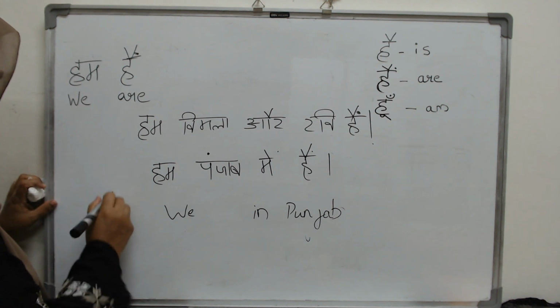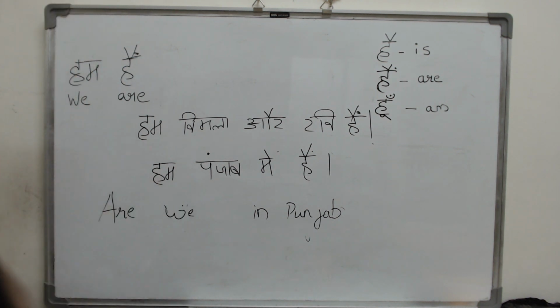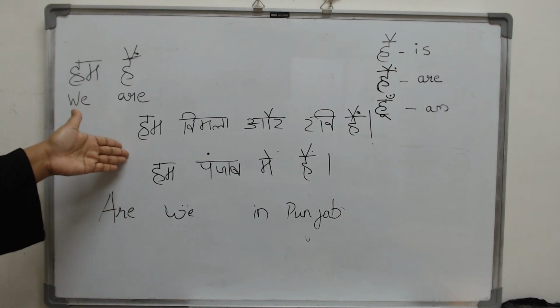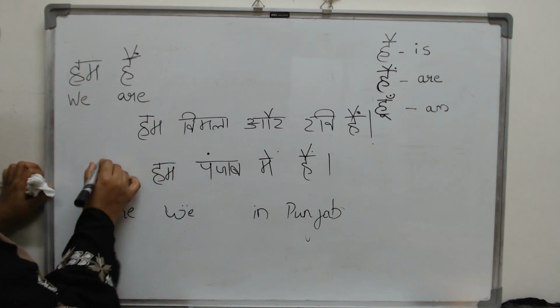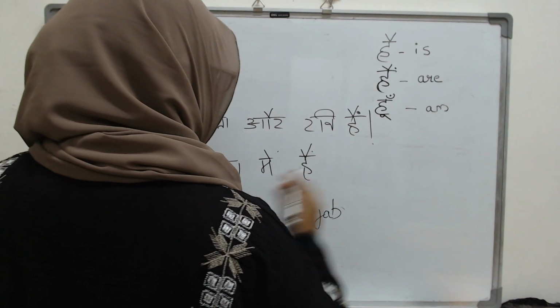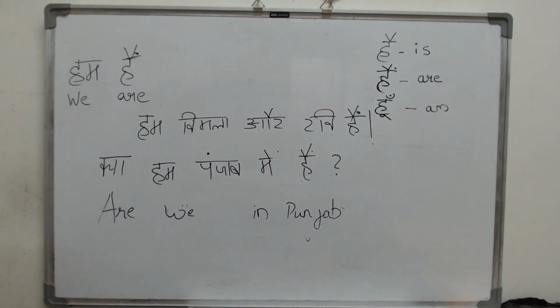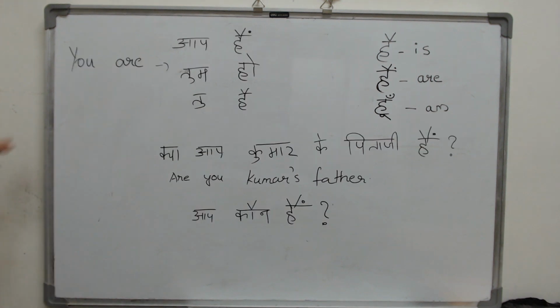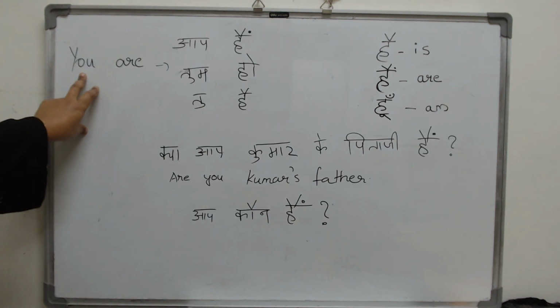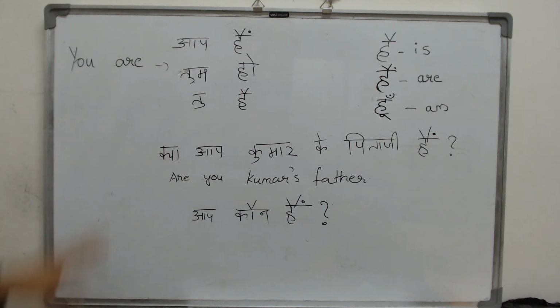So, are we in Punjab? Now, this is a question. Right? So, now how do you make this into a question? Just add a kya. As I said, kya literally means what, but here it becomes a questioning. Are we in Punjab? So now we go to the next set of examples. Next set of examples, you. You are. But why are there three words here? There are three sets depending on the person's age or their status.